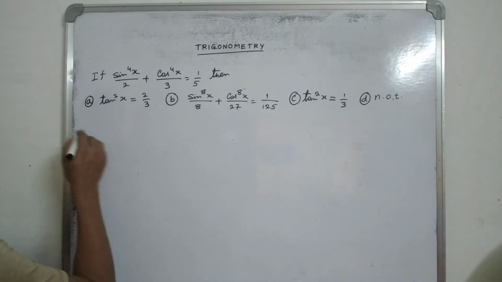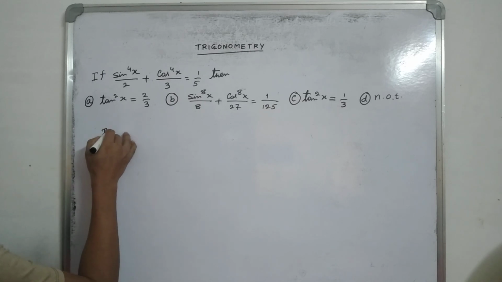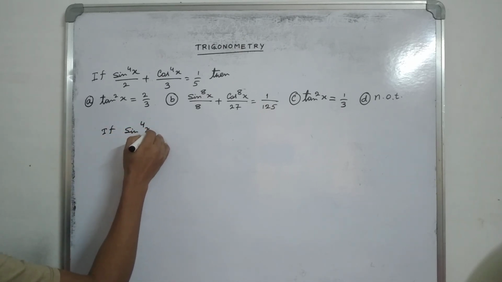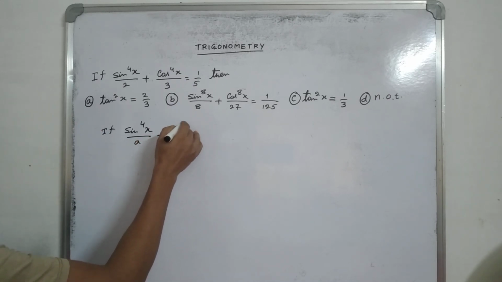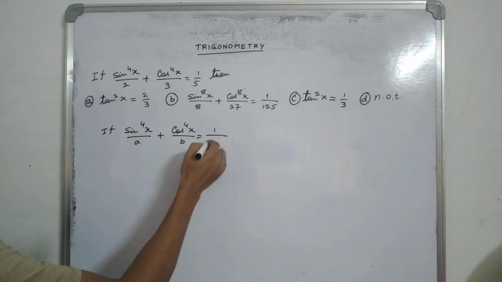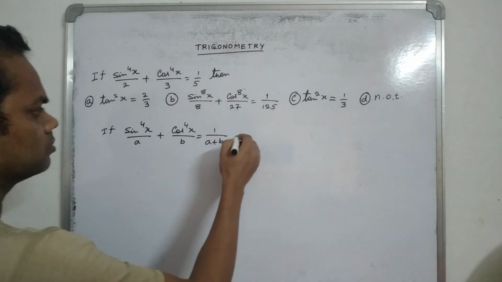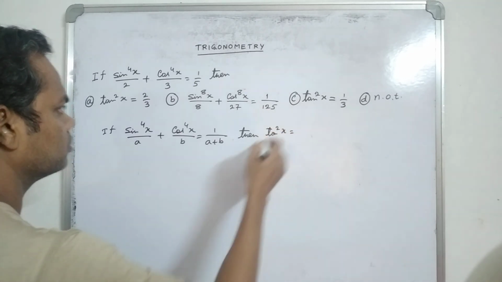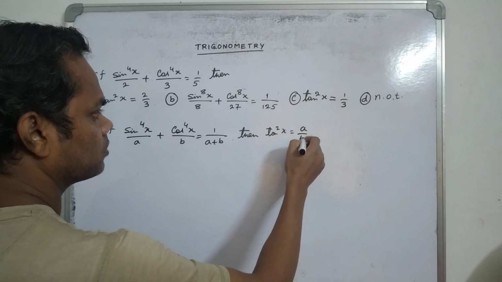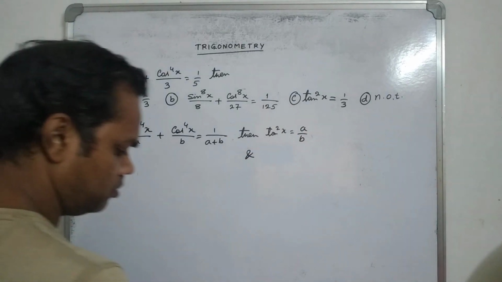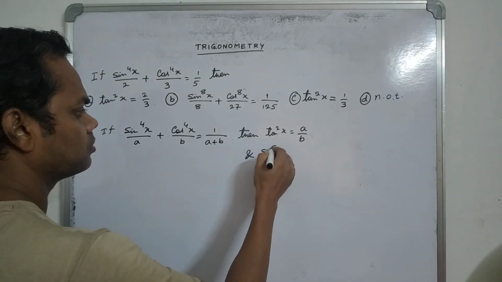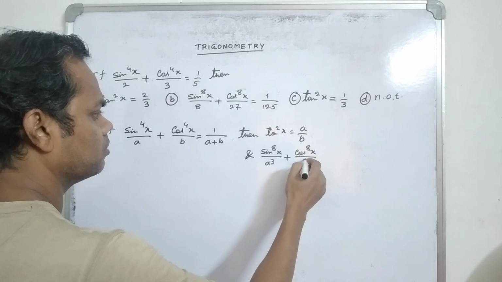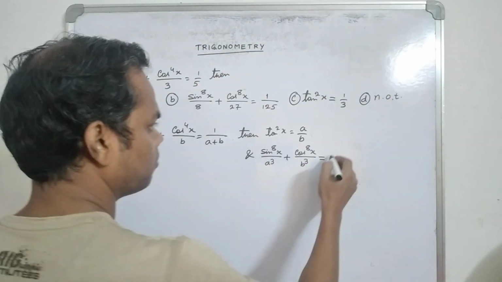Now you see that there is a formula: if sin to the power 4x by a plus cos to the power 4x by b is equal to 1 by a plus b, then tan square x equals a by b, and sin to the power 8x by a cube plus cos to the power 8x by b cube is equal to 1 by a plus b whole cube.